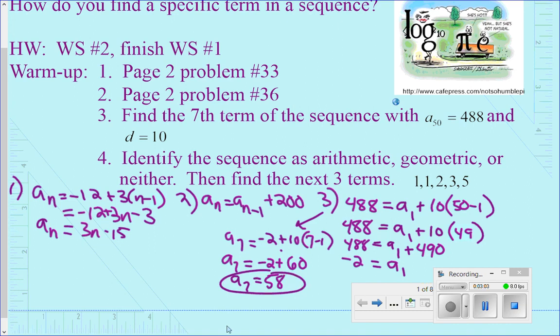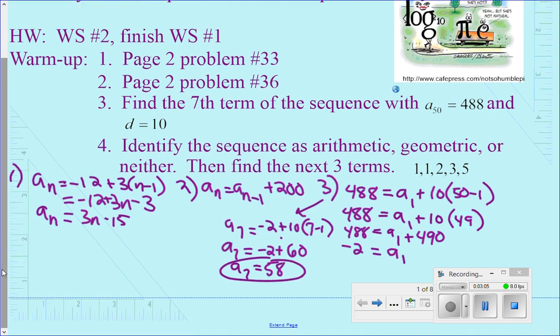Next one, number 4. So I'm trying to figure out whether this is arithmetic, geometric, or neither one. Well, if I do 1 minus 1, that's 0, and 2 minus 1, that's 1, not getting the same value, so it's not arithmetic. 1 divided by 1 is 1. 2 divided by 1 is 2. I'm not getting the same value, so I know it's neither. But then I do have to figure out what the pattern is in order to get the next 3 terms.